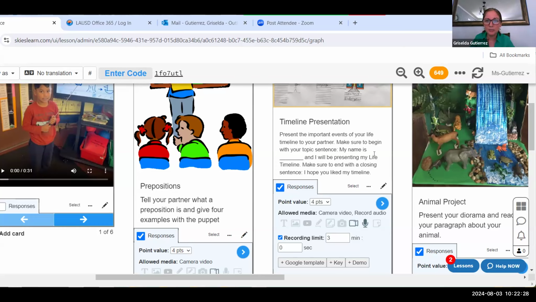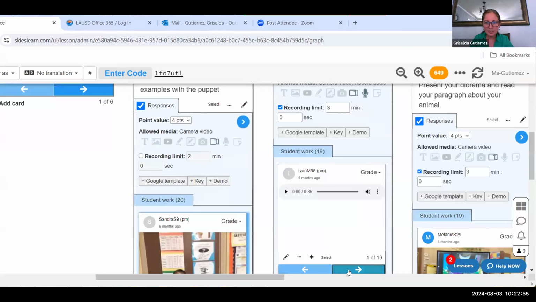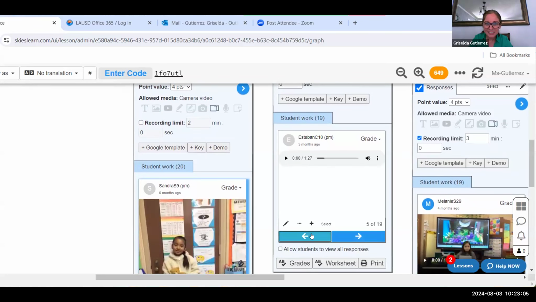So here they had to make sure to begin with their topic sentence, something as simple as: my name is, and I will be presenting my life timeline. Make sure to end with a closing sentence: I hope you liked my timeline. It was very basic, but the idea is that I'm presenting, I'm supporting it, and then I'm closing somehow. Let's see, I'm not picking out the best ones, just trying to remember.